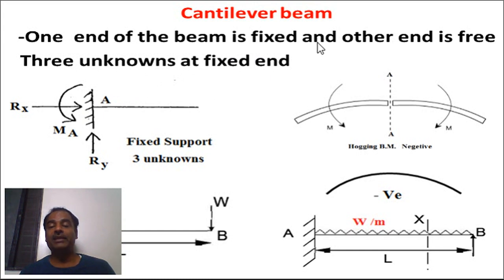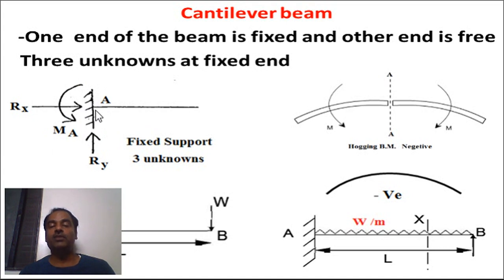Fixed means what? Built in. There is no chance of any movement. That is called fixed. One end of the beam is fixed and the other is free. Whenever there is a fixed end, we know that when you draw a free body diagram, there are three unknowns at the fixed end: vertical reaction, horizontal reaction and moment.